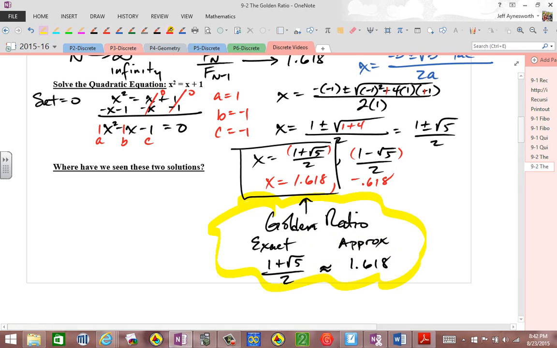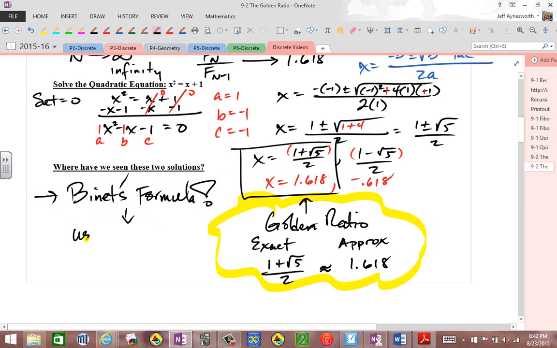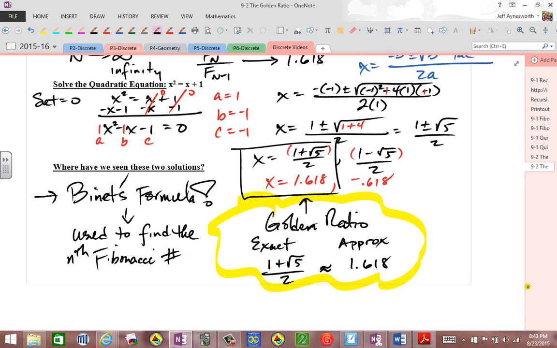All right, and where have we seen it? Let's answer this question again. I said it was Binet's formula, but let me state it again. Where have we seen it? Binet's formula, used to find the nth Fibonacci number. You can go back to our previous lesson to recall that formula there.